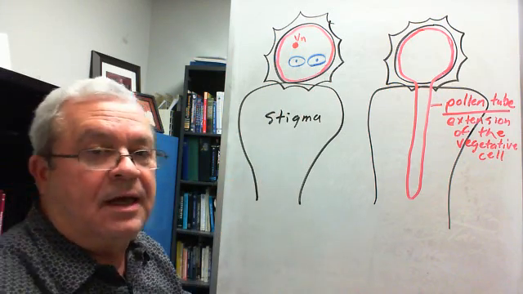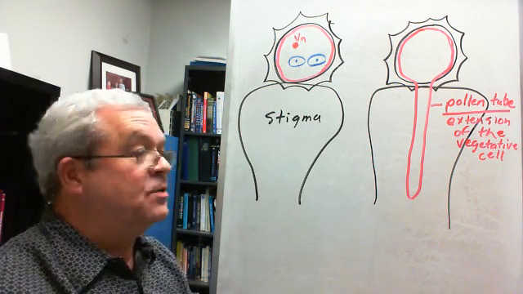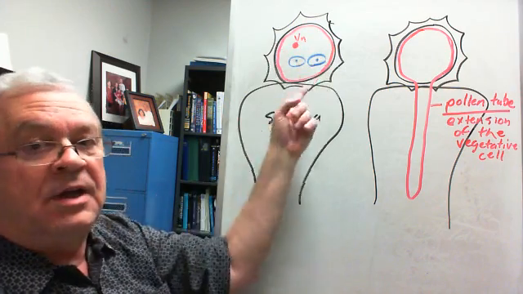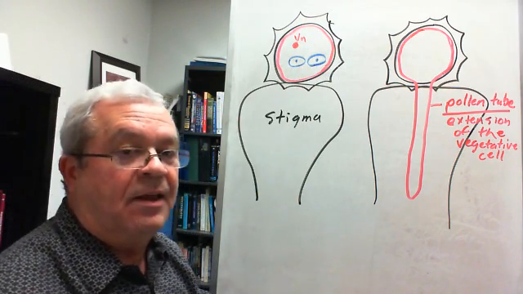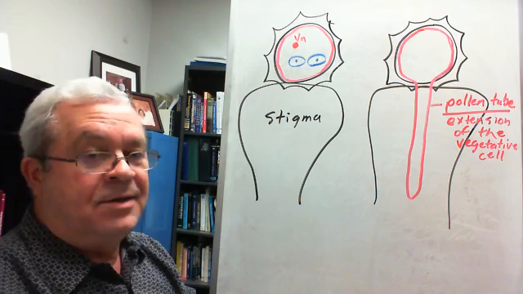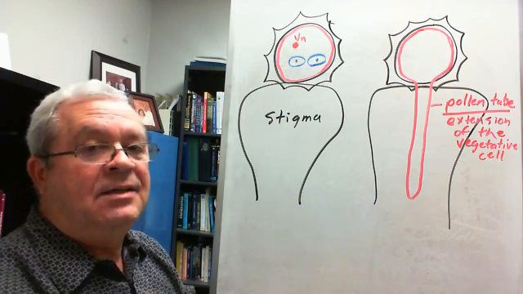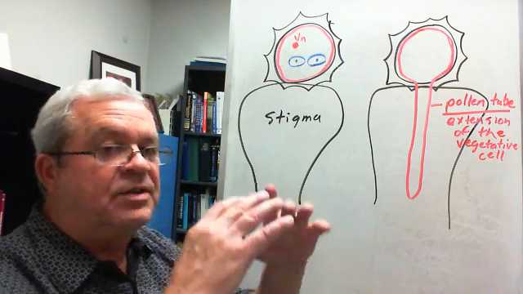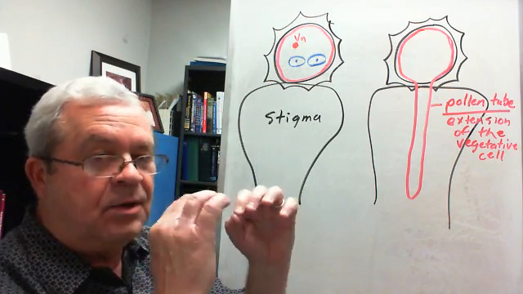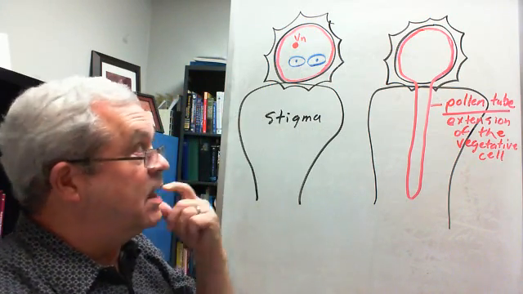What are these two little guys? Sperm cells, that's right. And where are the sperm cells in relation to the vegetative cell? They are totally inside it. You've got two little cells totally inside a big cell.